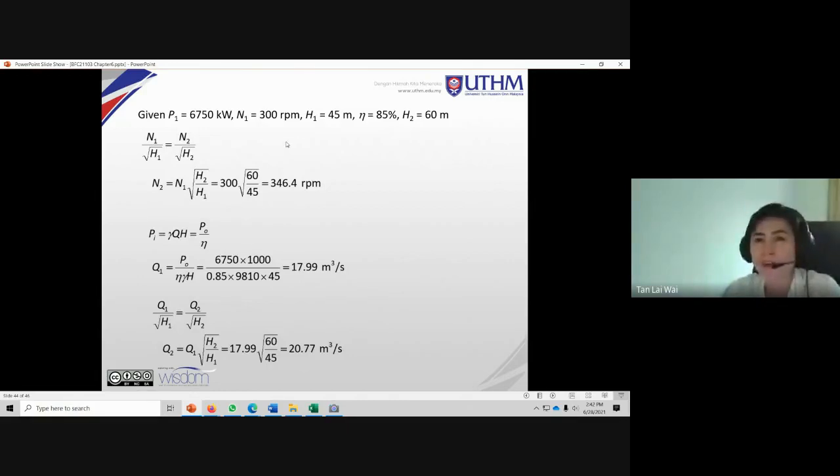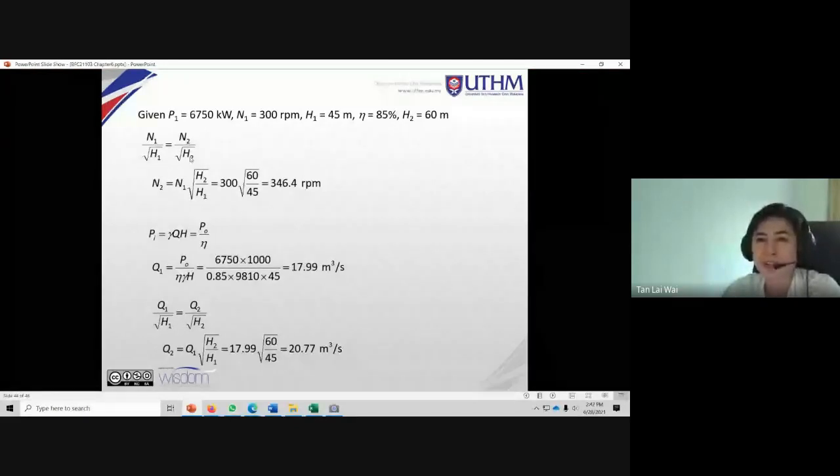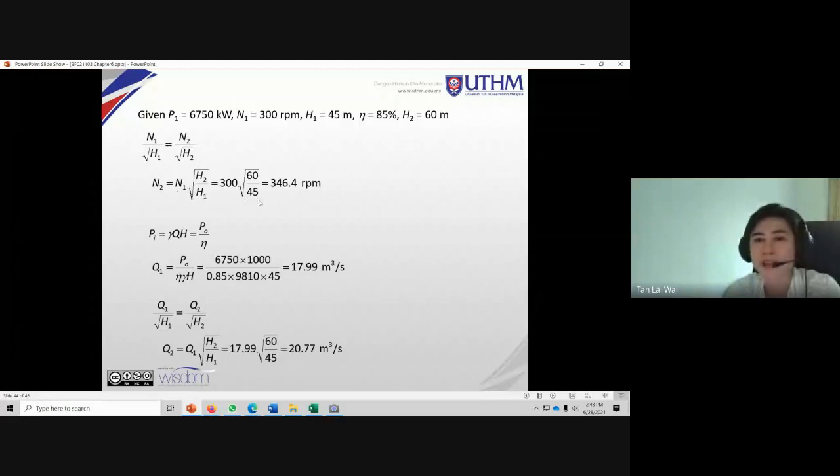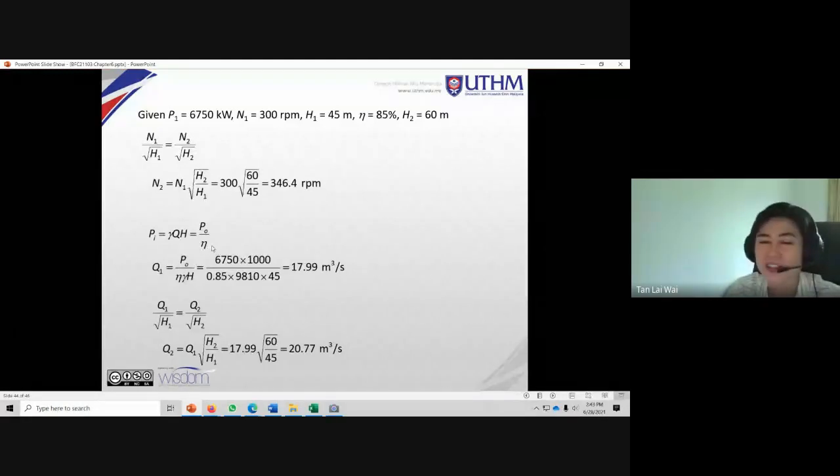So for example, in this case, H1, H2 is given, so you can find N2. The only unknown is speed for turbine 2. So rearranging it, you can find the speed. Now in order to find the discharge, you actually have to find out the discharge first. Your efficiency is given as 85%, which is 0.85.